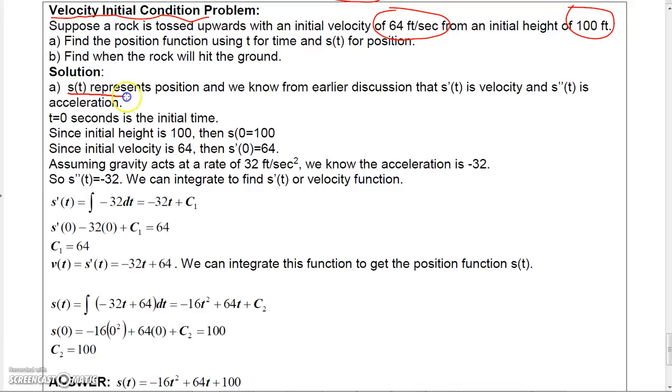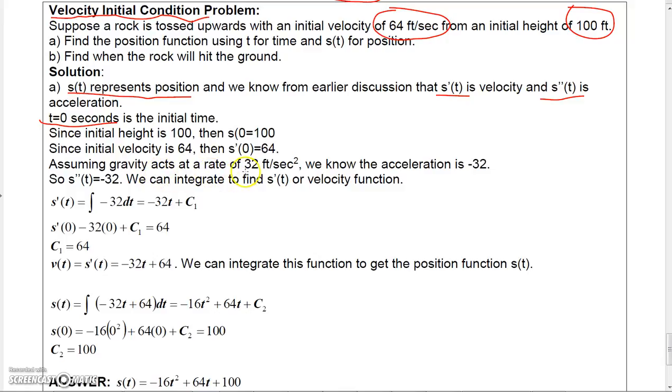Well, s of t represents the position, and we know from earlier discussion that s prime of t is velocity and s double prime of t is acceleration. Since t equals 0 is the initial time, the initial height is 100, so s of 0 is 100, and the initial velocity is 64, so s prime of 0 is 64.